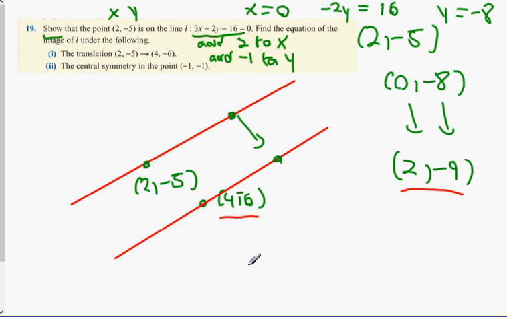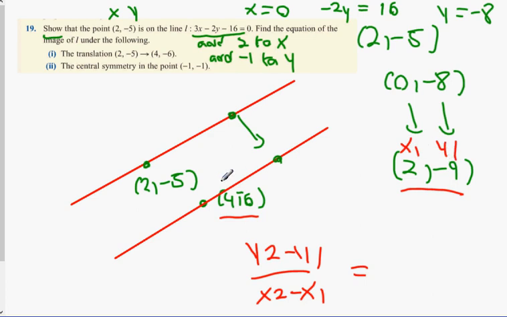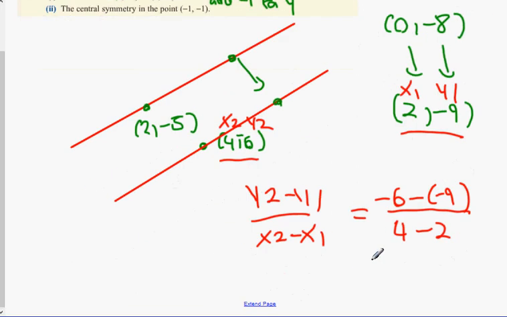So here's what we're going to do. We're going to just find the slope: y2 minus y1 over x2 minus x1. What we'll get here is x1, y1, x2, y2. So we're going to get -6, -9, divided by, what's next? X2, which is 4, minus 2. And what we should get here is 3 over 2. The slope is 3 over 2.